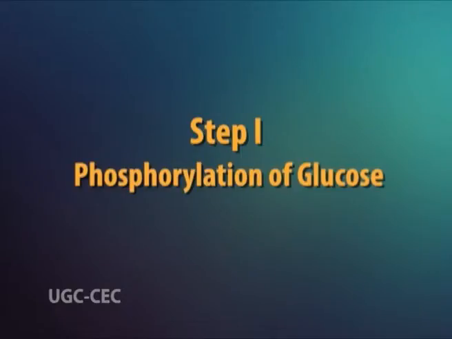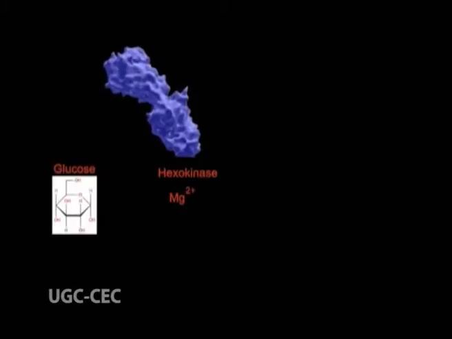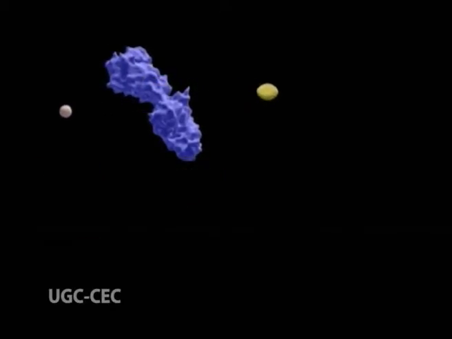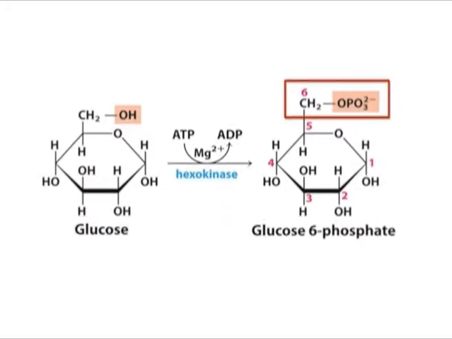First step, phosphorylation of glucose. The first step of glycolysis is irreversible phosphorylation of D-glucose to glucose 6-phosphate, G6P, as the 6th carbon of glucose acquires the phosphate group, and in this process 1 ATP is consumed.